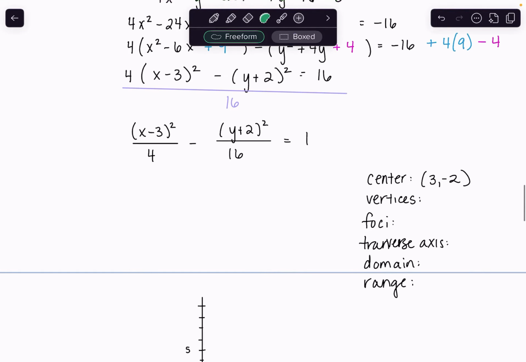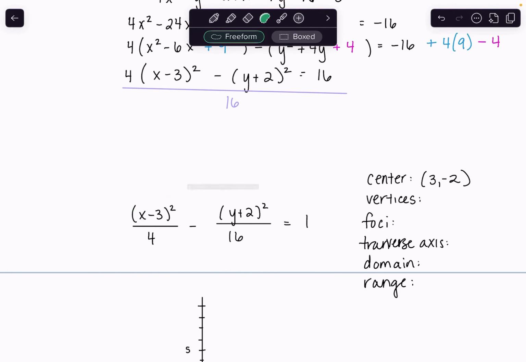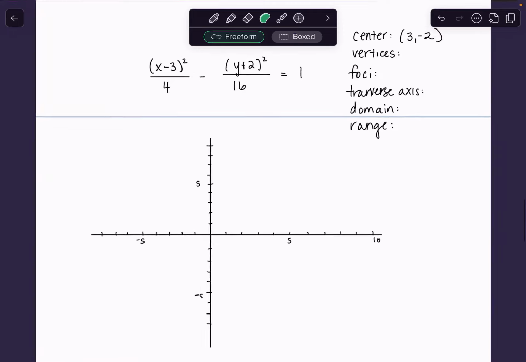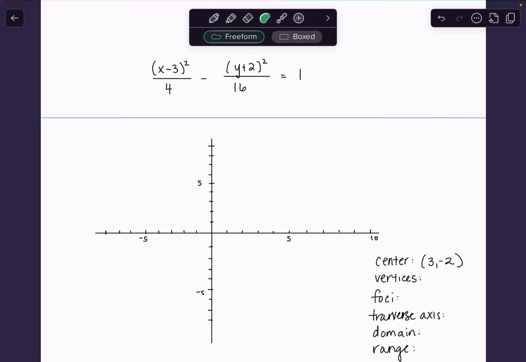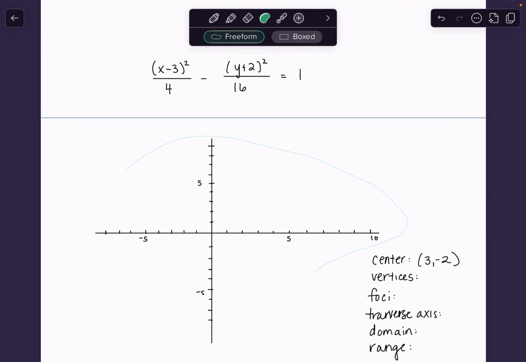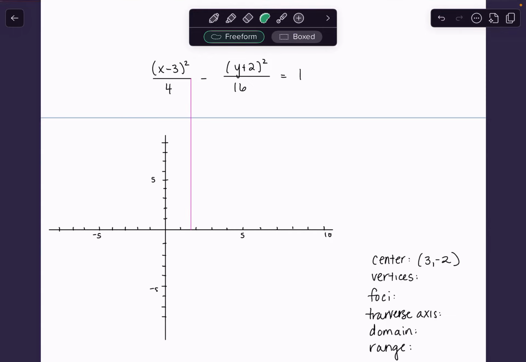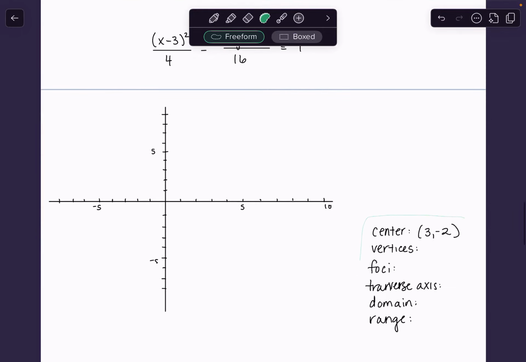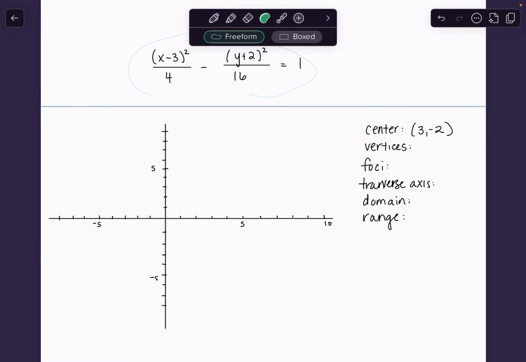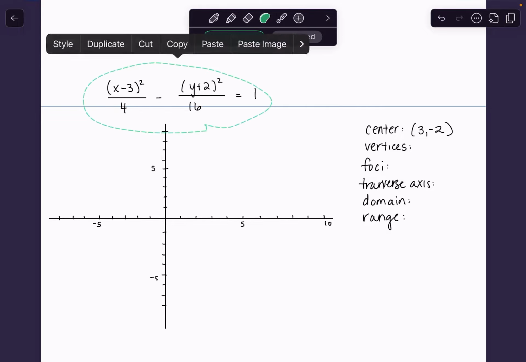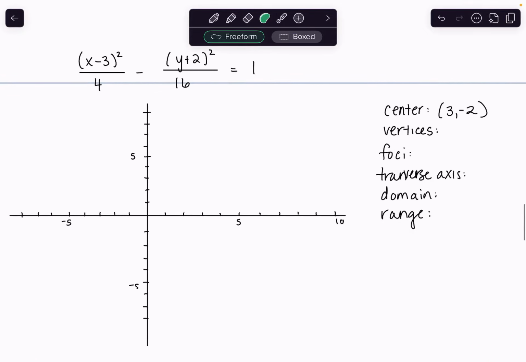Okay. So I'm going to go ahead and move this down because I already have a graph kind of pre-drawn in here for me. These are the key things I need to find, and I need to make room for all of this. So let's move this over, move this over here, and then we'll move our equation down here. Okay. So starting with my center at 3, negative 2, that will be right here.